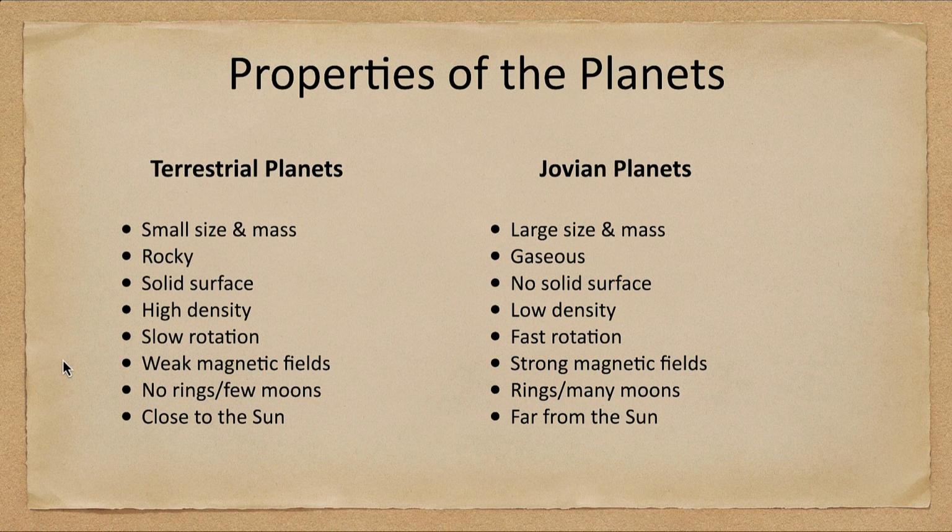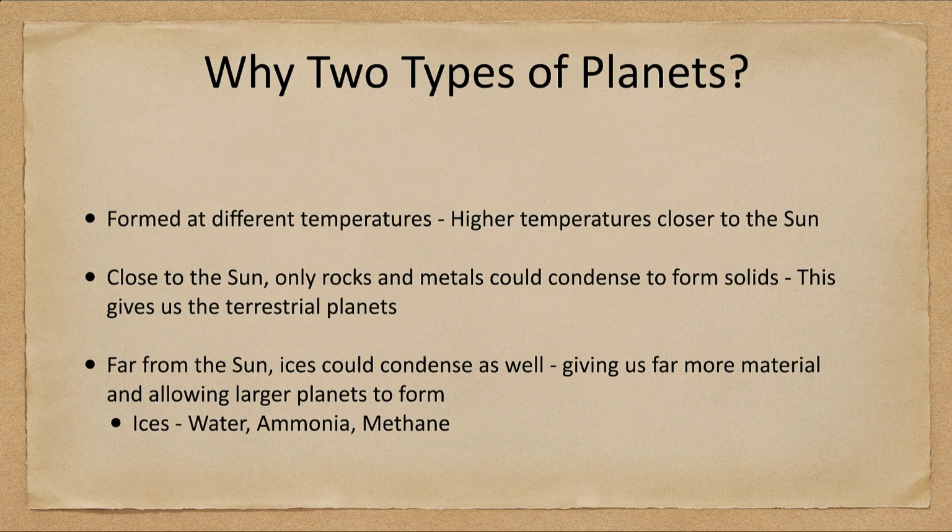Now we want to think about this. Why might we have two types of planets? And we will come back and look at this in a little bit more detail later on. But really the key is that they formed at different temperatures. In the solar nebula, when the solar system was forming, we had higher temperatures close to the sun. So when you were close to the sun, the only things that could condense were rocky materials and metallic materials. They are the only things that could form solids that became the building blocks of the terrestrial planets.